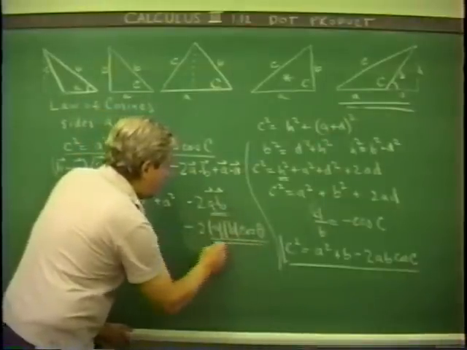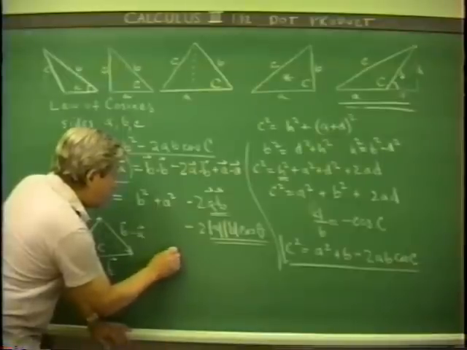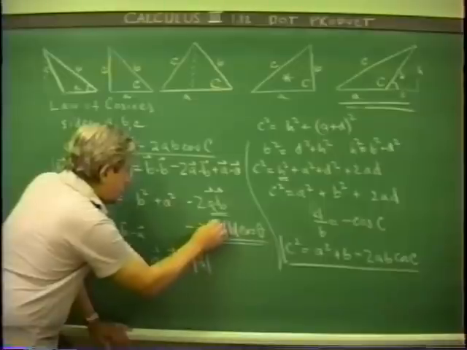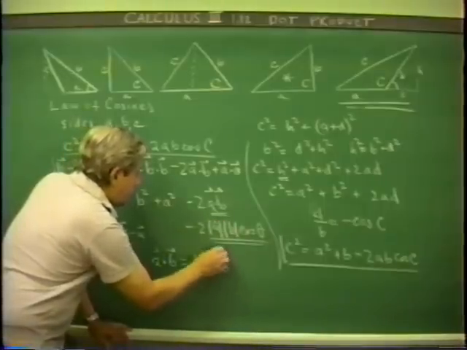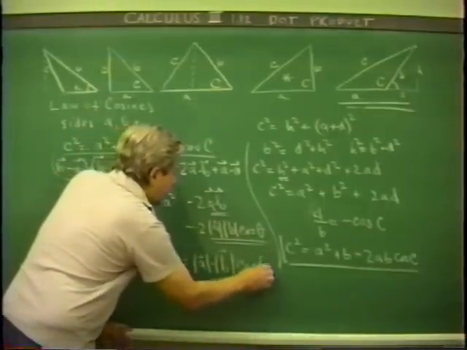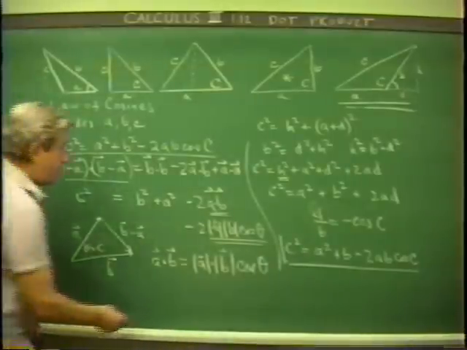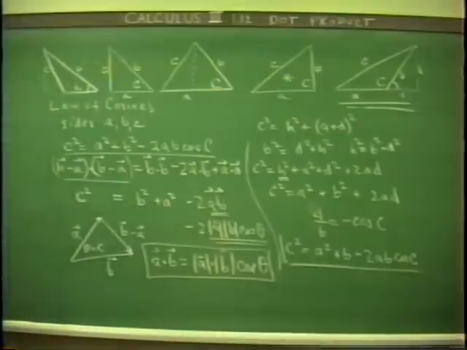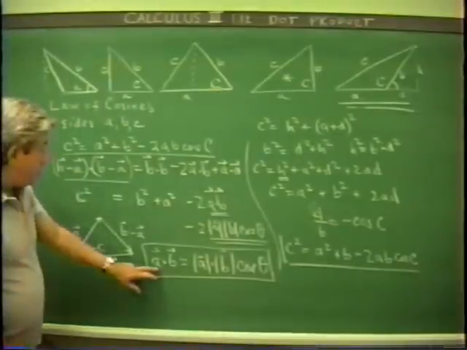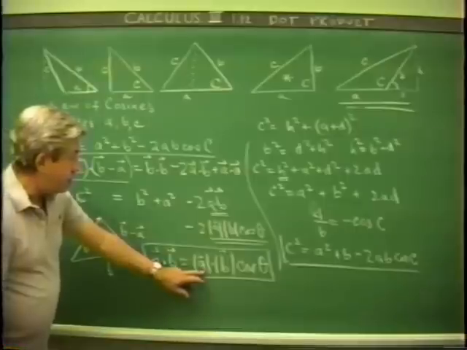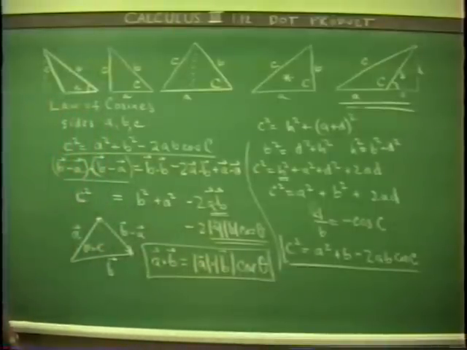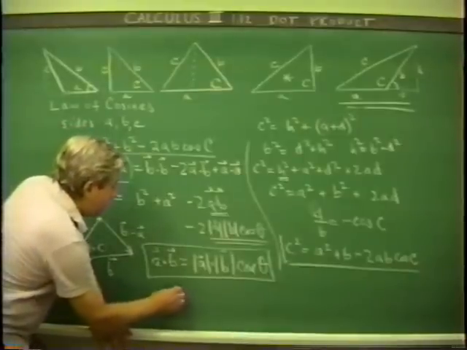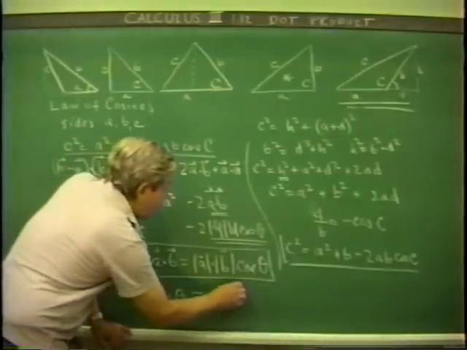magnitude A, magnitude B, cosine of theta, the cosine of the angle between them. So that consequently, the quantity A dot B is equal to the magnitude of the vector A times the magnitude of the vector B times the cosine of the angle theta between them. And so this is the significance of the dot product, that is to say that the dot product of the two vectors is the product of their magnitudes times the cosine of the angle between them.